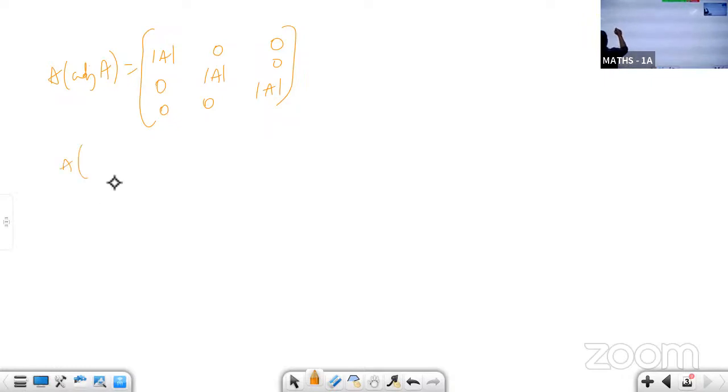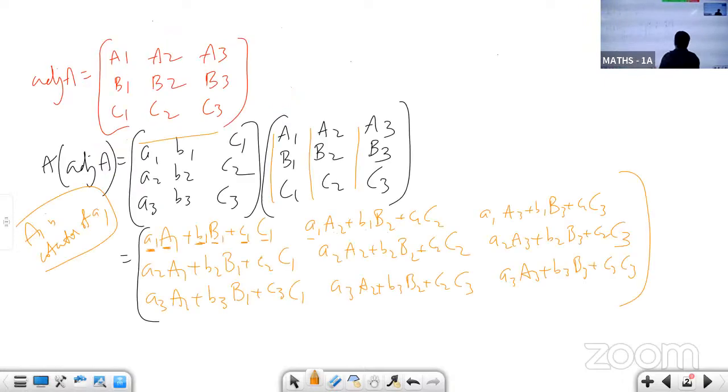Now, A into adjoint A. If you see, you can check it. Why I wrote det A? Now, here also a2 A1, b2 B1, c2 C1: an element is multiplied with cofactors of some other elements.